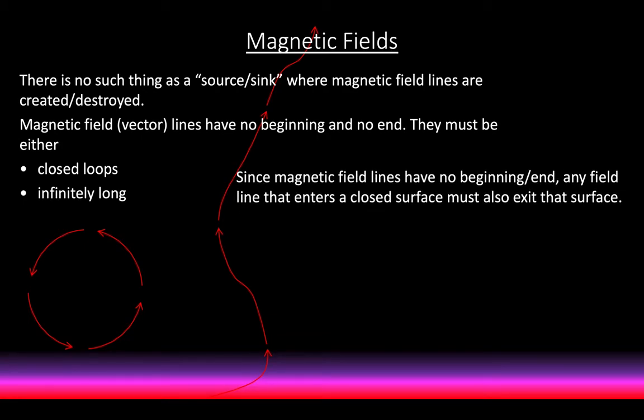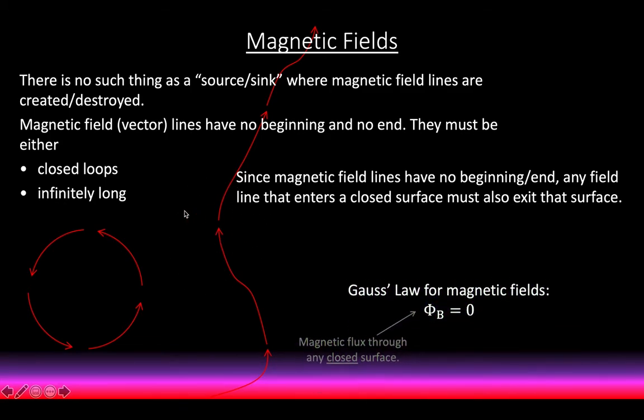Now, if you think about it, you could convince yourself that as a result of the magnetic field lines having no beginning and no end, any magnetic field that enters a closed surface must also exit that closed surface. So we're beginning to allude to a notion of Gauss's law for magnetic fields. Take any closed surface, and if you have a magnetic field line passing into that surface, you will have a magnetic field line exiting that surface as well.